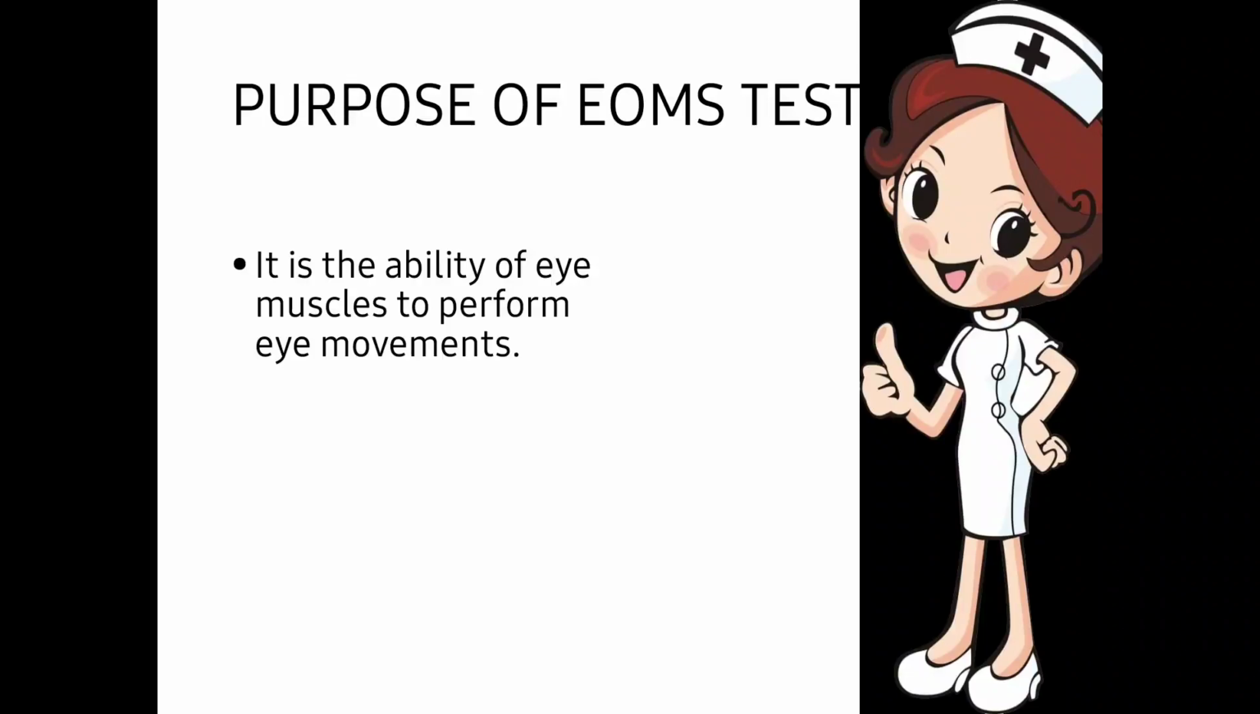Now we are supposed to check the ability of the eye muscles, whether they are performing their function normally or abnormally. That is the purpose of extraocular muscle test. Okay, because in the normal condition all muscles are supposed to perform all the movements of the eye. No one movement will be restricted. That is why we are checking that the extraocular muscles are properly functioning or not.